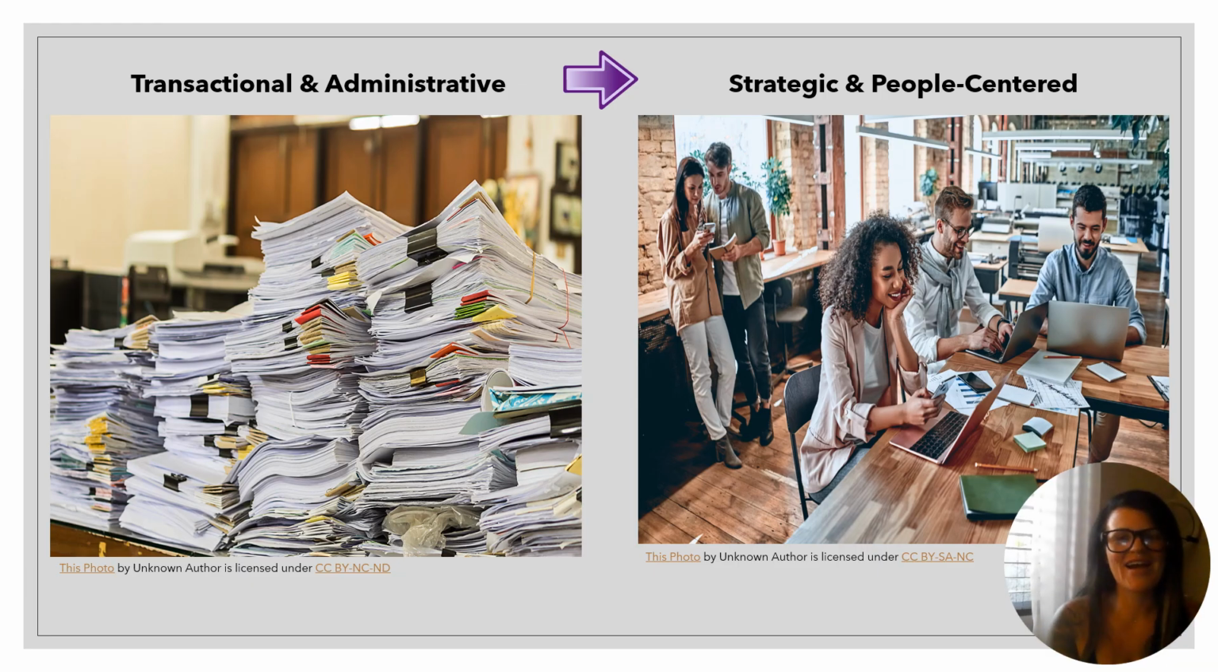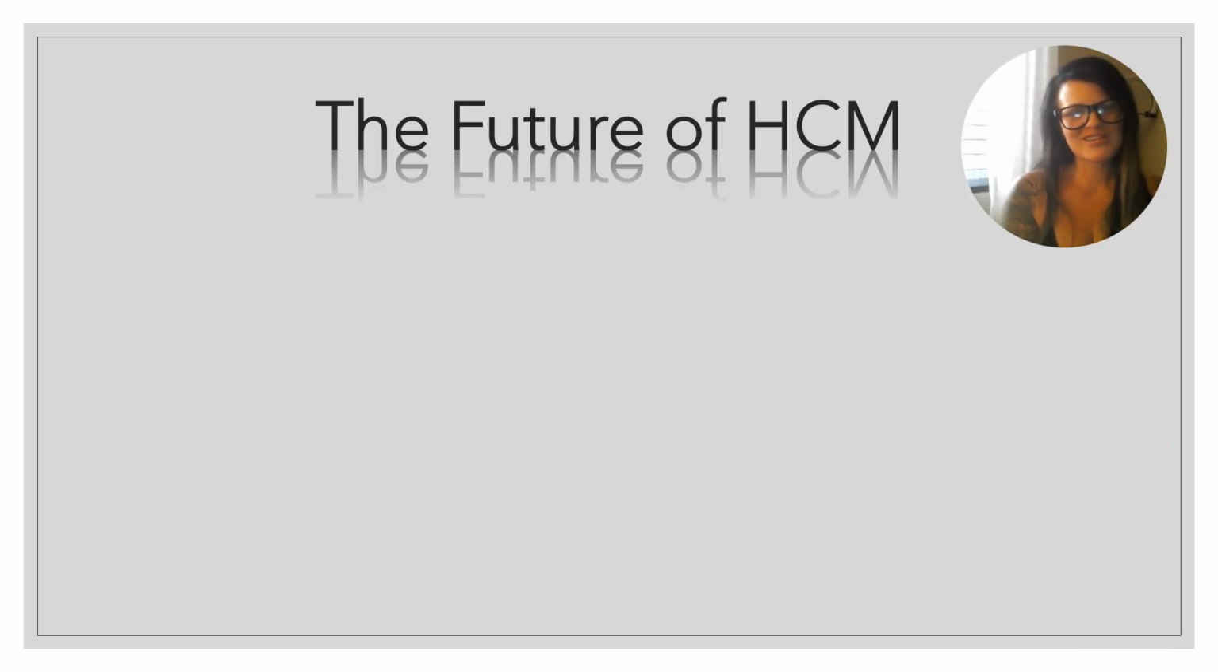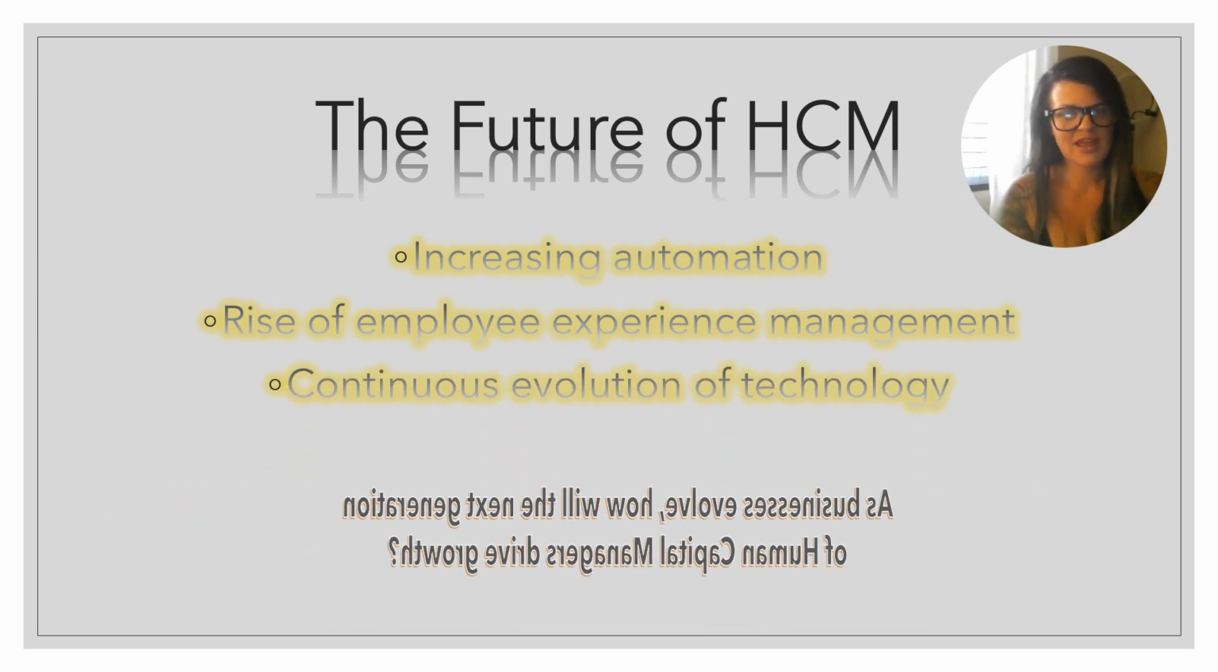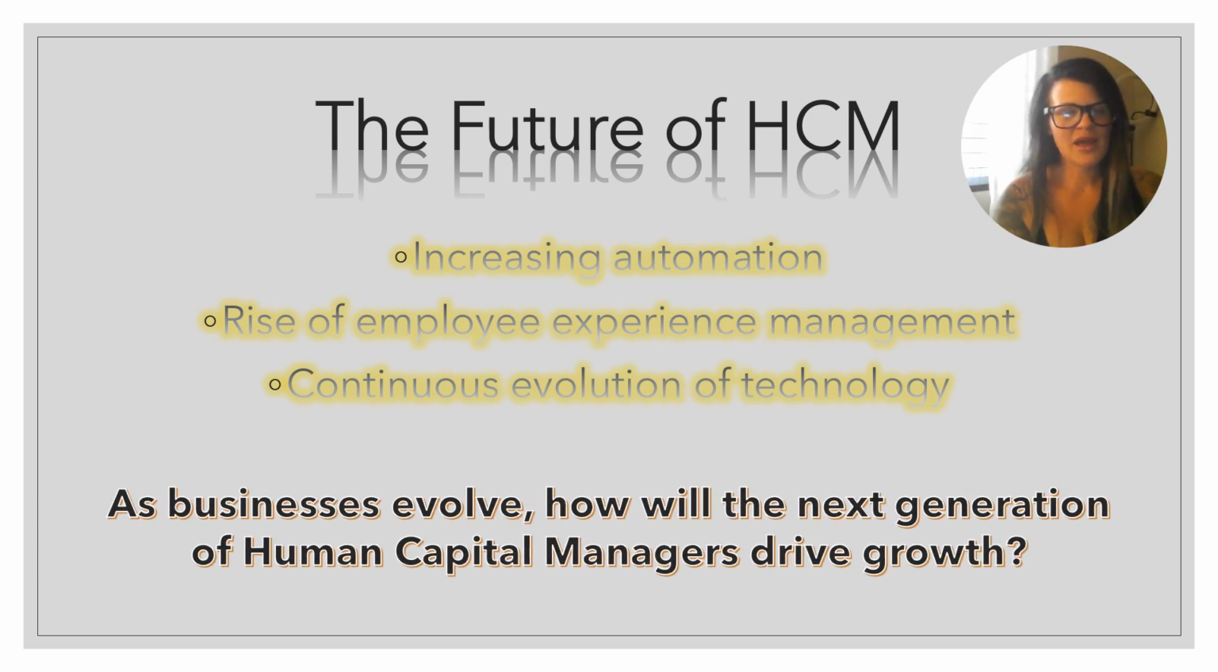So we have seen how human resources went from transactional and administrative to human capital management being more strategic and people-centered, of course, still with the same administrative responsibilities. So what does the future look like for human capital management? We can expect to see increasing automation, a rise of employee experience management, and of course, continuous evolution of technology. And a takeaway: as businesses evolve, how will the next generation of human capital managers drive growth?